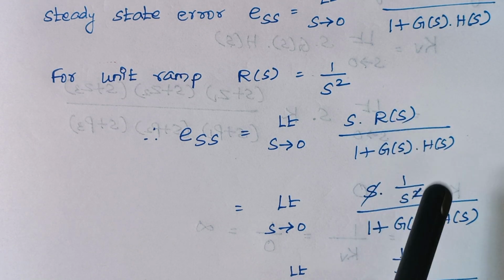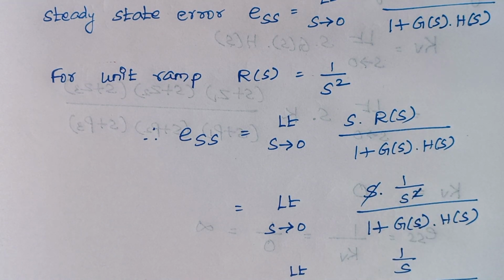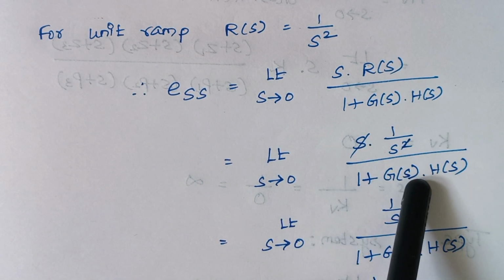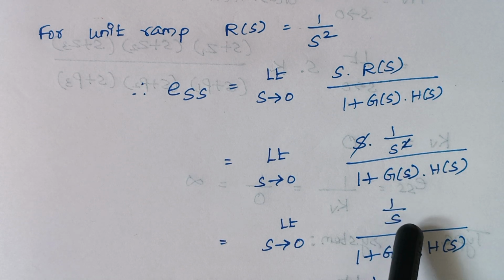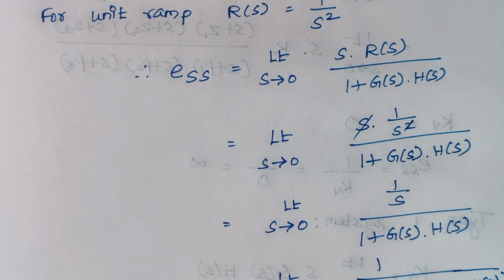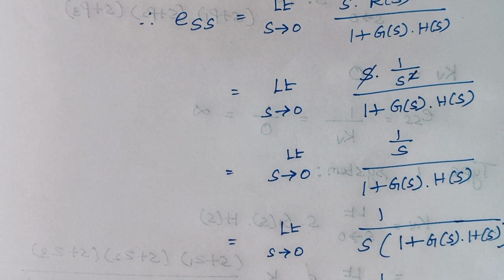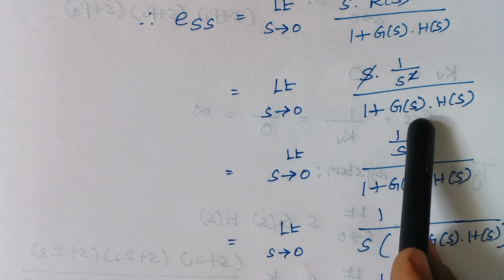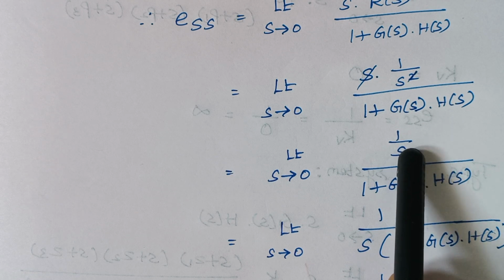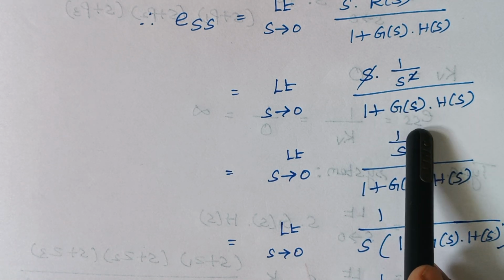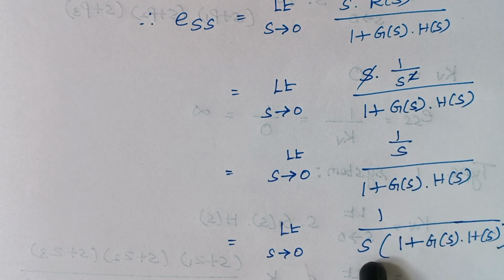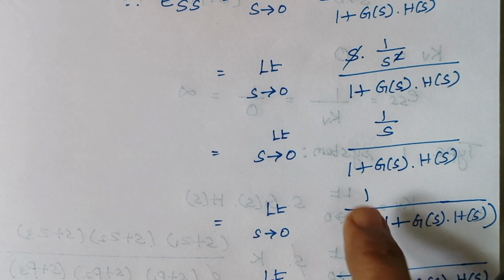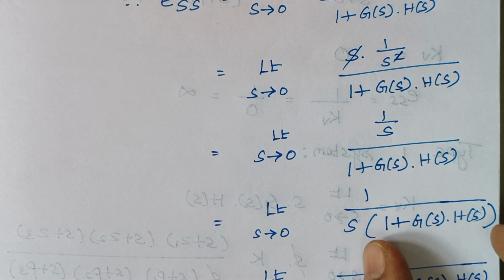So R of s is nothing but 1 by s square. So I am substituting the value and here one s gets cancelled and the remaining term is 1 by s divided by 1 plus G of s into H of s. So this is the numerator term I am rewriting here. This 1 by s can be written as 1 divided by s, that's all. So s into, here this denominator term comes as such here.